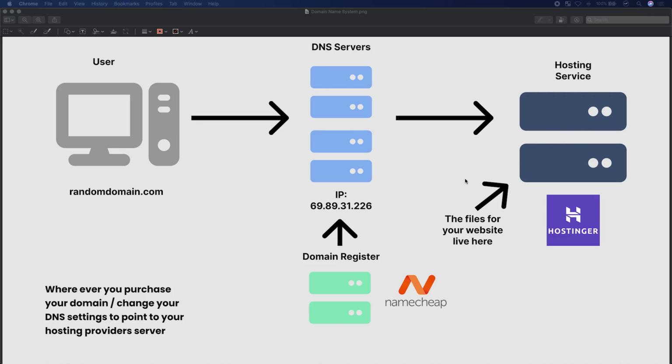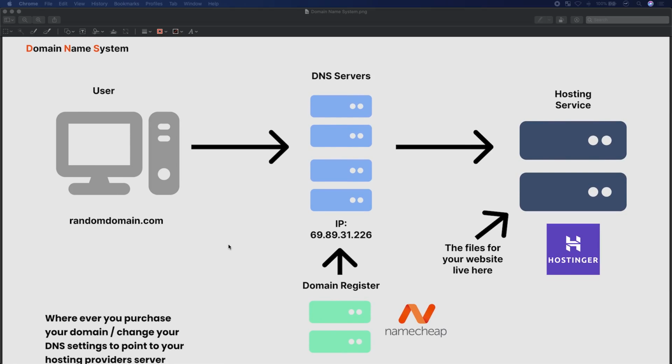So how is it that you can have a domain that was purchased in one place, but see the files of the website that should belong to that domain in another place, effectively, right? The way that you connect those two pieces is through something that's called DNS, okay? And that is the domain name system, okay?